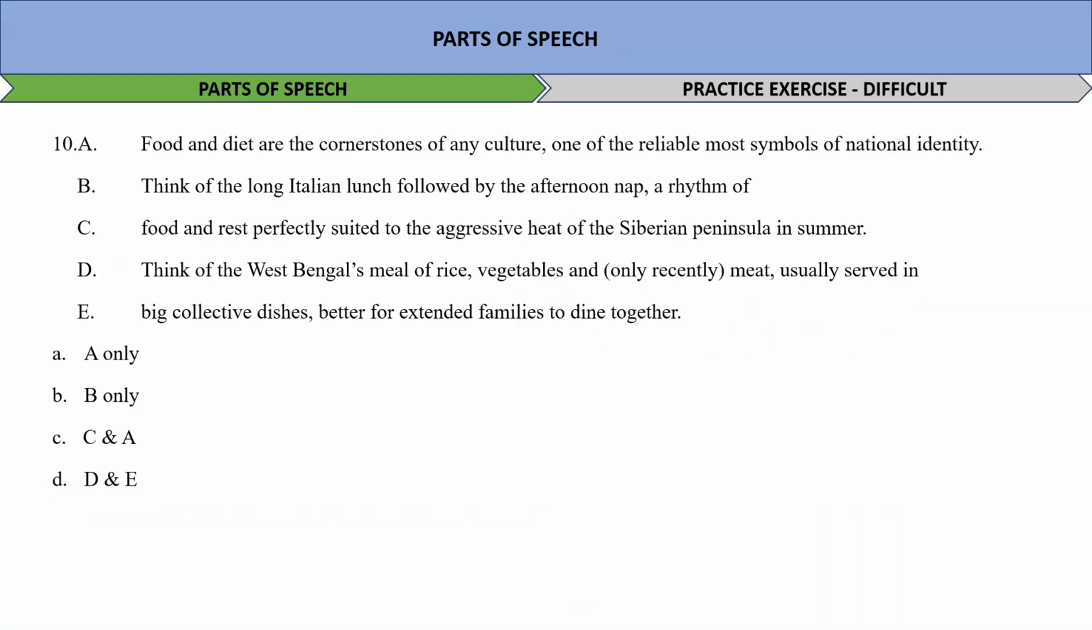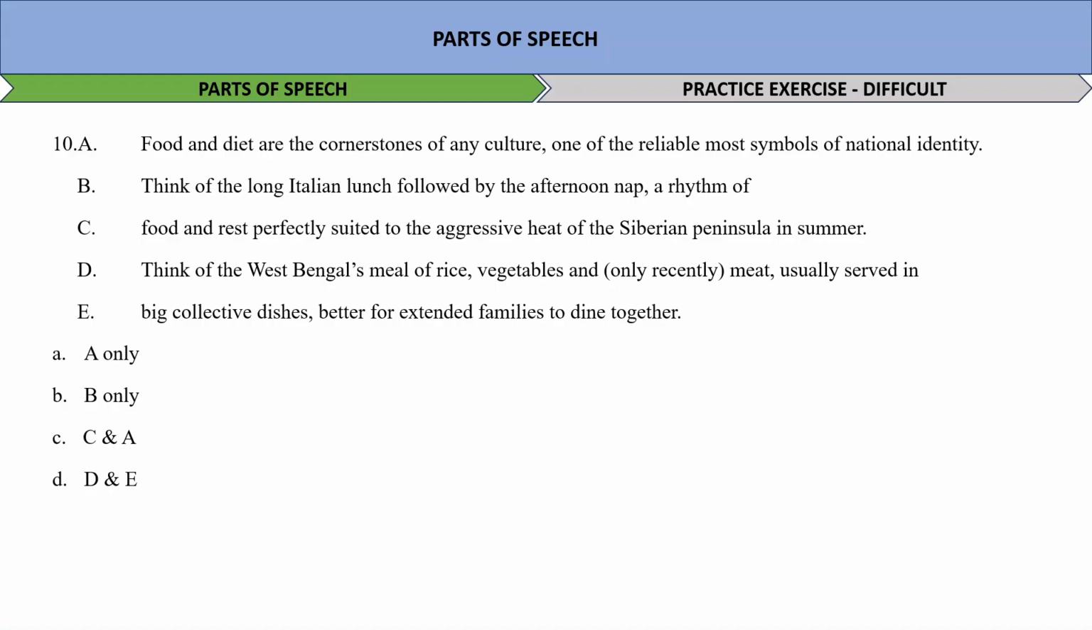Okay, next question. Food and diet are the cornerstones of any culture, one of the reliable most symbols of national identity. Think of the long Italian lunch followed by the afternoon nap, a rhythm of food and rest perfectly suited to the aggressive heat of Siberian Peninsula in summer. Think of the West Bengal's meal of rice, vegetables, and only recently meat, usually served in big collective dishes, better for extended families to dine together.